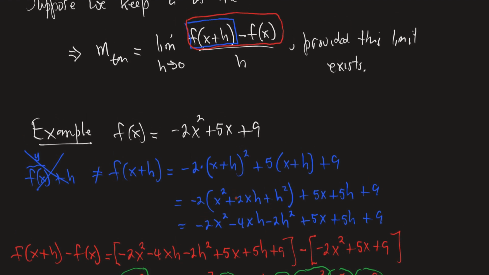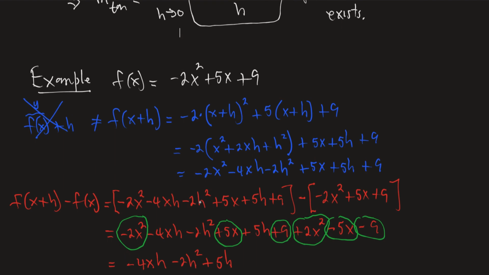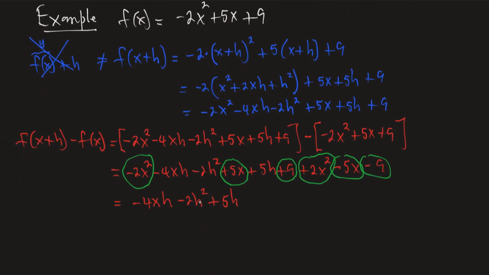Now I'm going to go back and set up the entire thing, so I'm going to switch back to my regular white marker here. So take what we just obtained and put it all over h. So f of x plus h minus f of x over h is this expression divided by h. And this is where we have to factor and reduce.